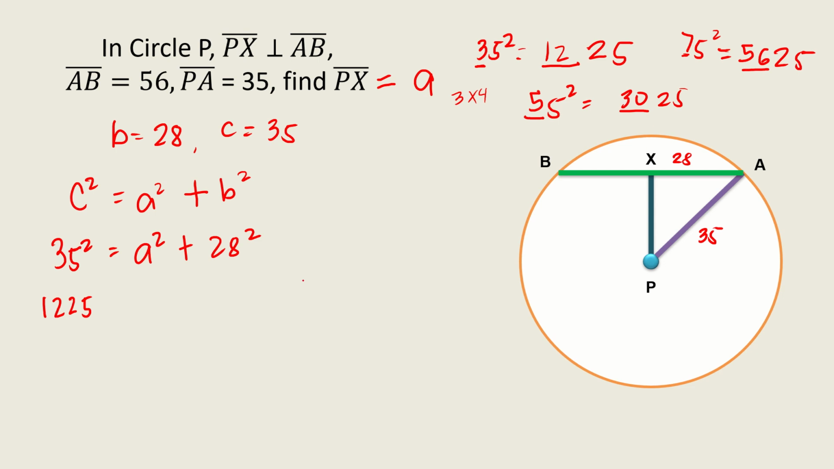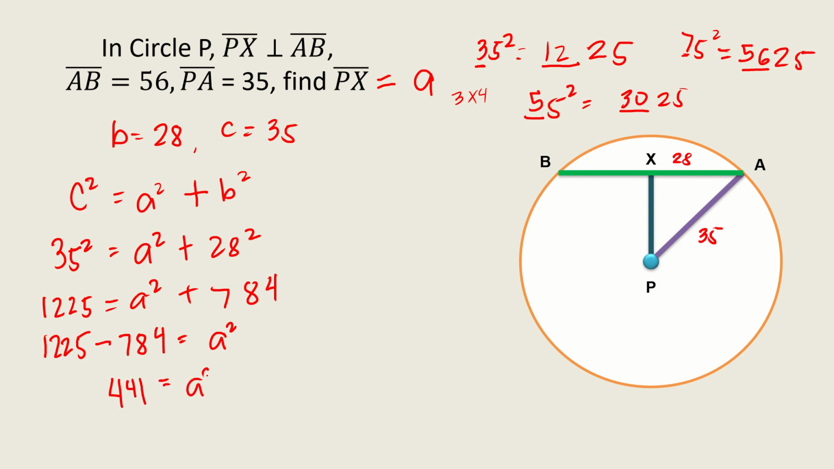Okay po? That is equal to, balik tayo dito, 1,225 is equal to A squared plus 28 squared, which is 784. So, hinahanap sa atin is A. So, ilipat natin si 784 sa kabila. So, from positive magiging negative. So, we have 1,225 minus 784 is equal to A squared. 1,225 minus 784 is equal to 441 equals A squared.